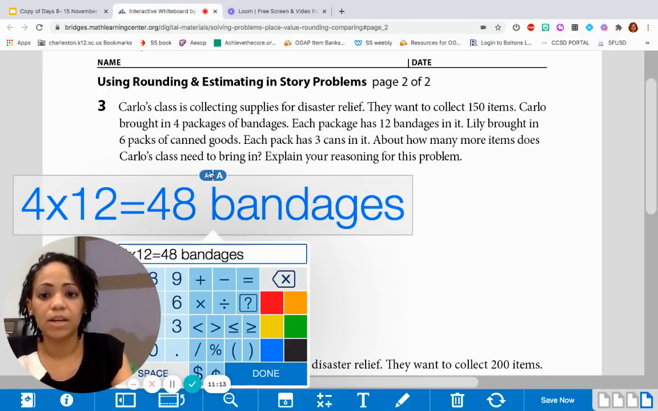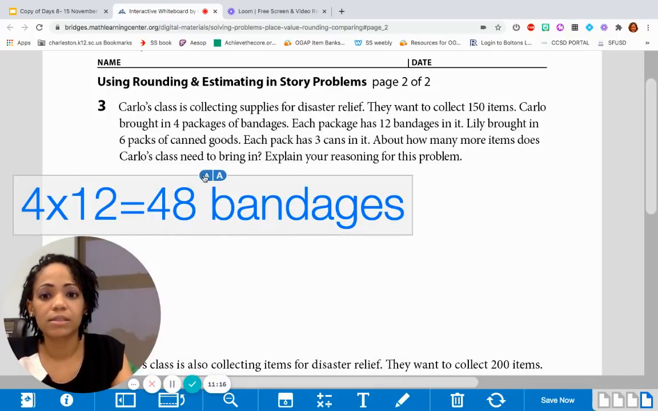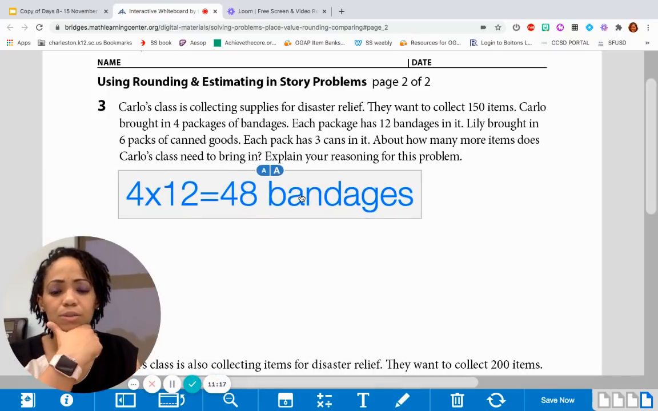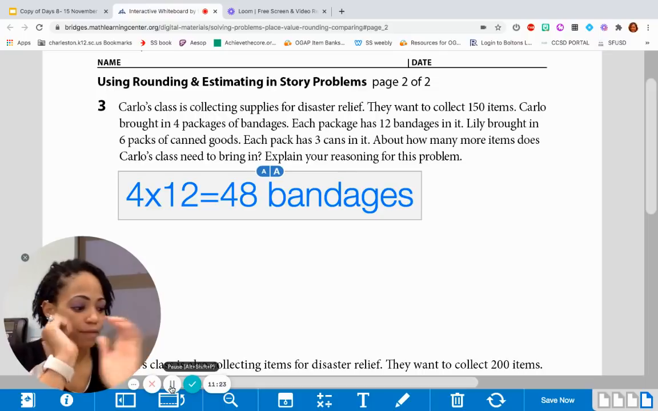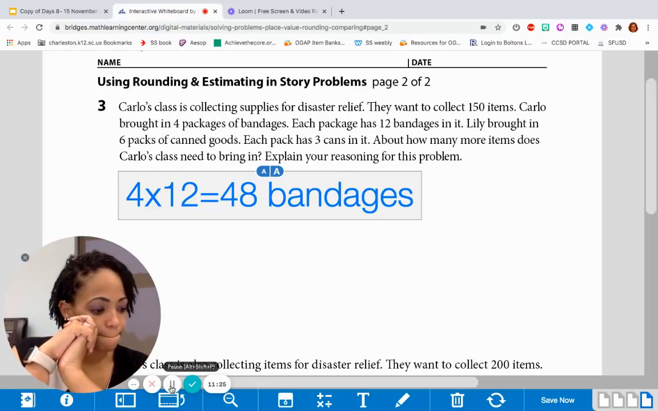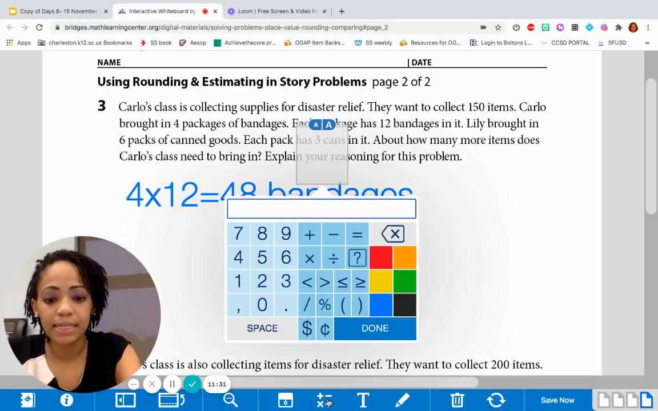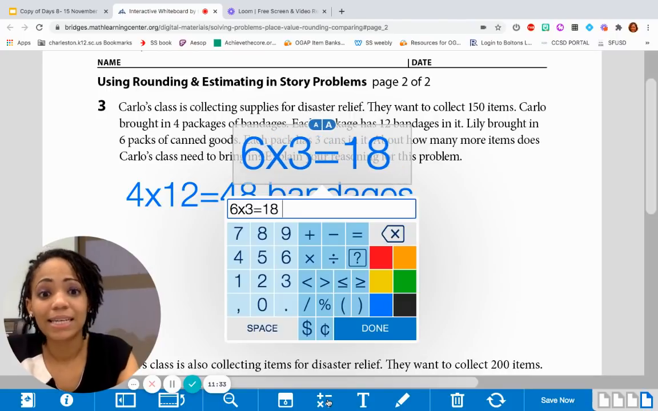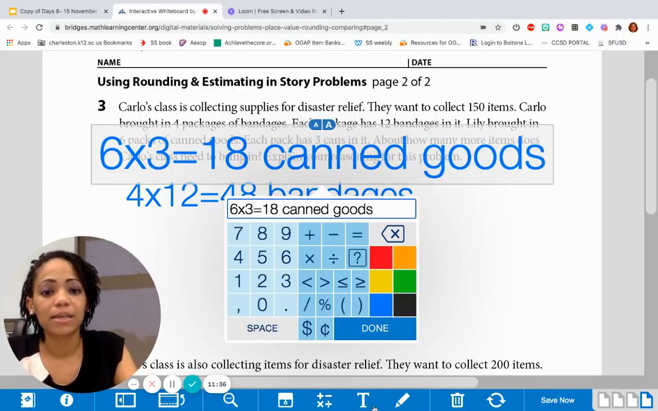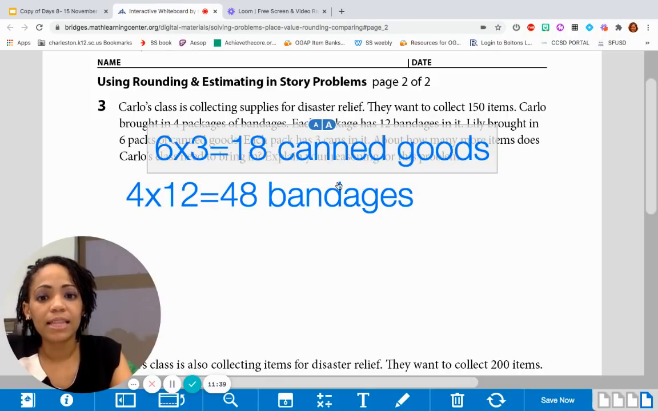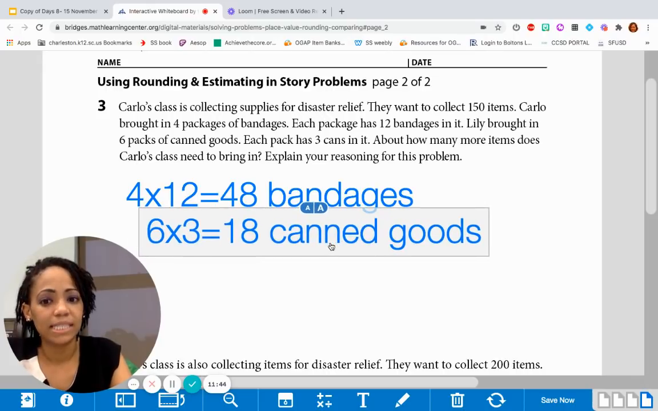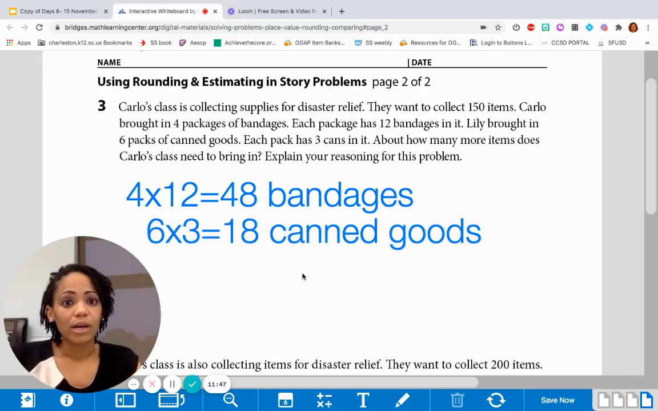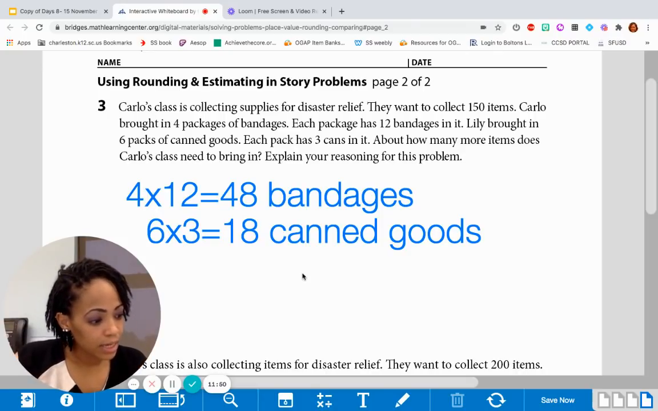There we go. All right, so what about the canned goods? How many canned goods do we have? Yes, there's 6 packs with 3 in each pack, so how can we solve that? Good. 6 times 3 equals 18. 18 canned goods. So I'm going to label that. Now, they said that they want to collect 150 items. So how many items did they collect?